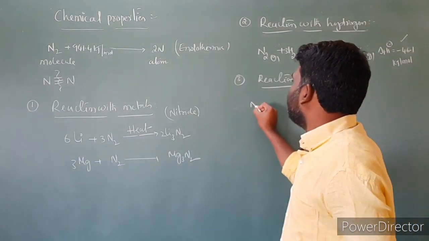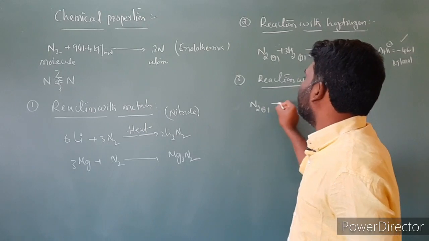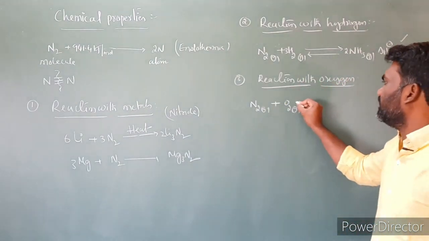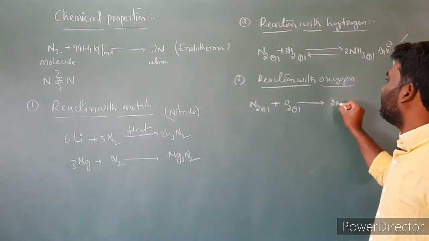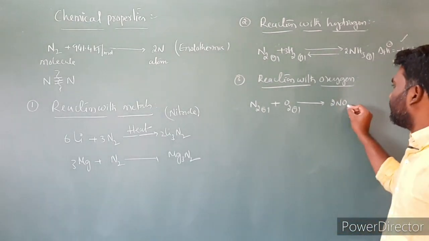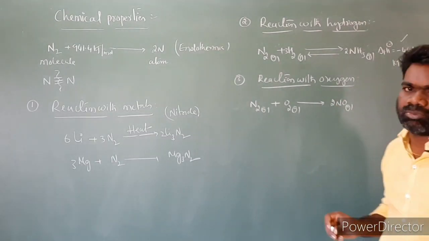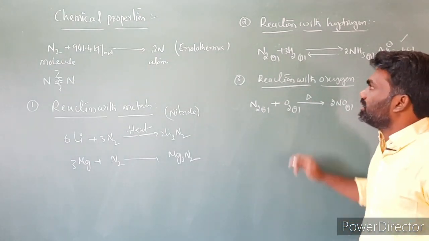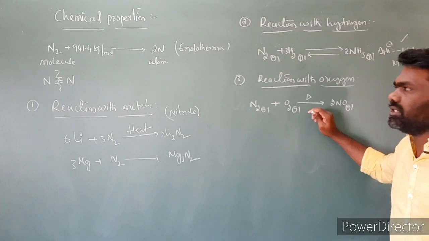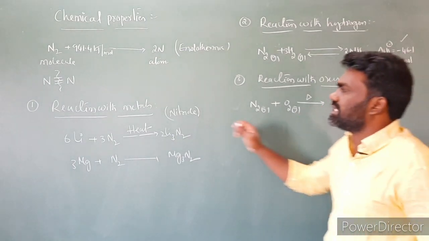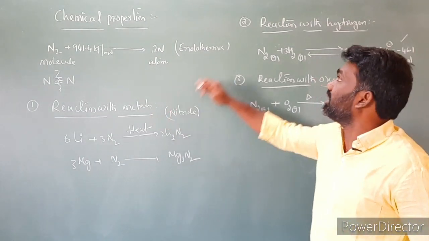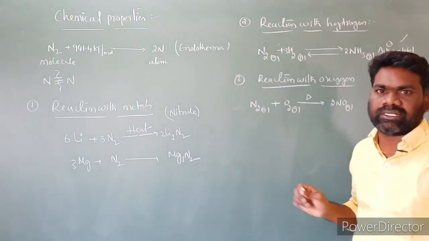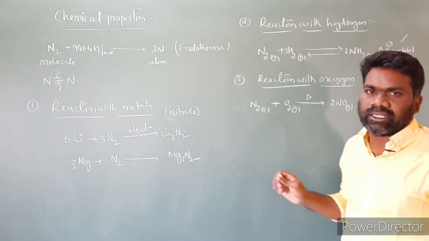So nitrogen in gaseous state reacts with oxygen, also gaseous. Then the product we expect is nitric oxide, NO, which is also a gaseous compound. This reaction takes place at a very high temperature. So these are the reactions of dinitrogen with metals, with hydrogen, and with oxygen. These are certain reactions of dinitrogen.